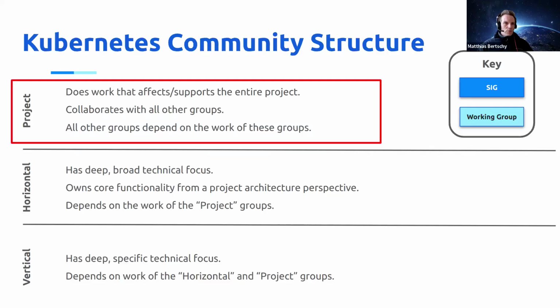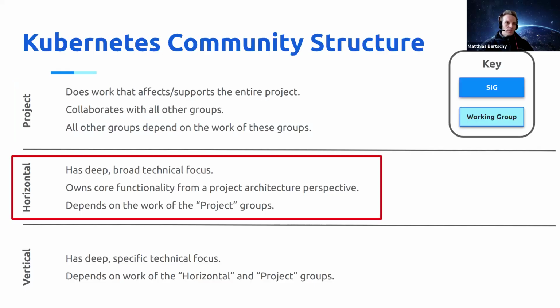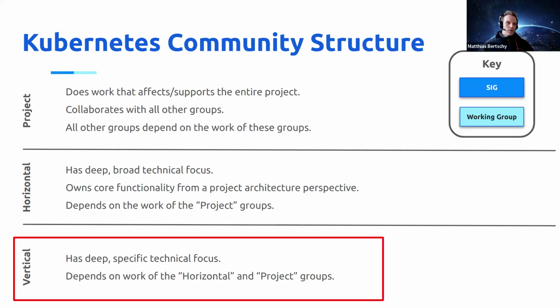Now, if we look at the different groups, there are some groups that can operate at a project level, which means that all the project depends on what they work on. There are some groups that we call horizontal, so they have a technical focus that is deep and broad, and they own some core functionalities from an architecture perspective. And then there are some vertical groups. They have a deep and very specific technical focus. And the vertical groups depend on the work of the horizontal groups. And as I said, the horizontal and the vertical groups depend on the project groups.